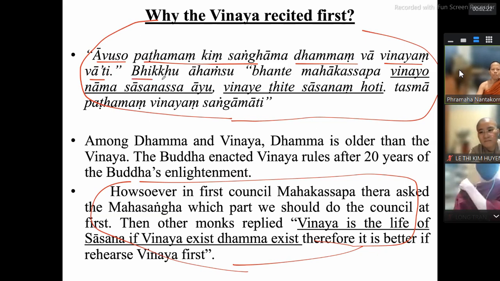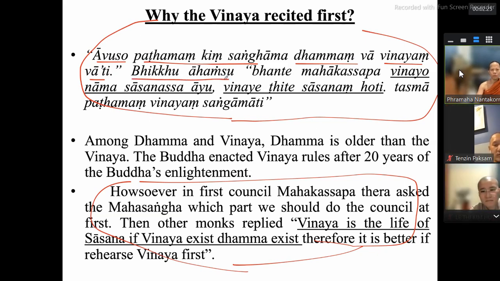And then the Bhikkhus said: Bante, Mahakassapa, Vinayo nama Sasanassa ayu, Vinaye thite Sasanam hoti, tasma pathamam Vinayam sangayama. You see, the answer is this one.